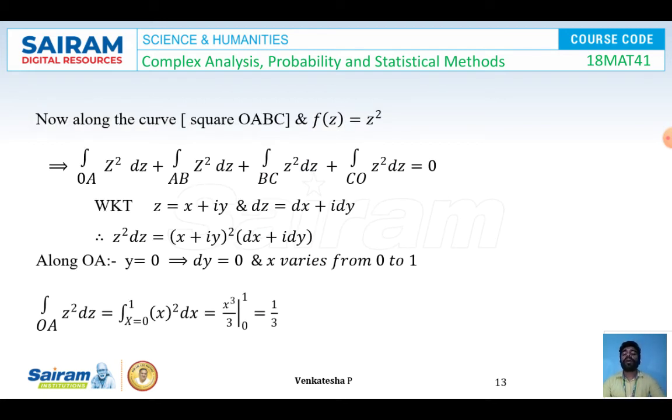So now the curve C has been divided into 4 regions: OA, AB, BC, CO.